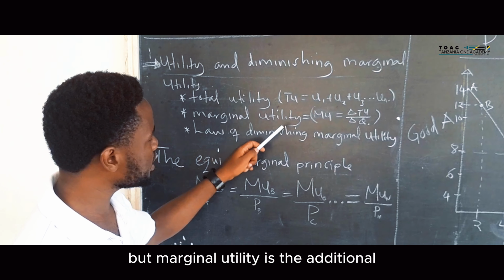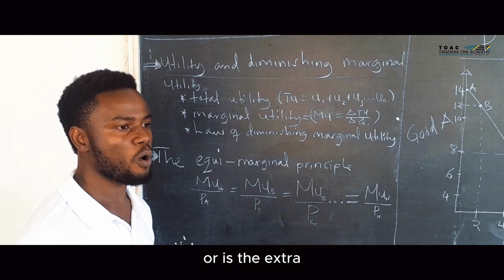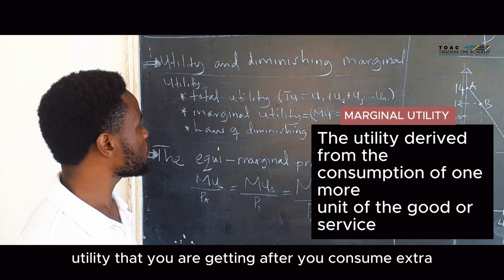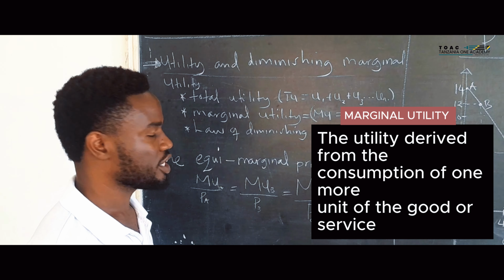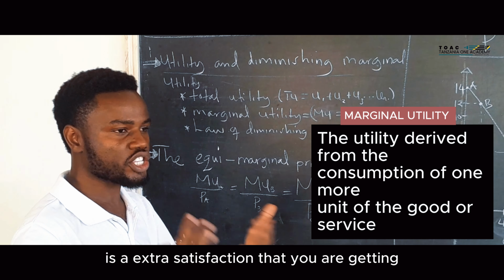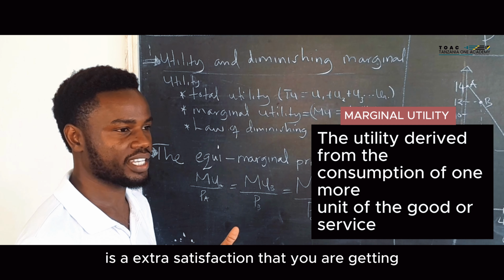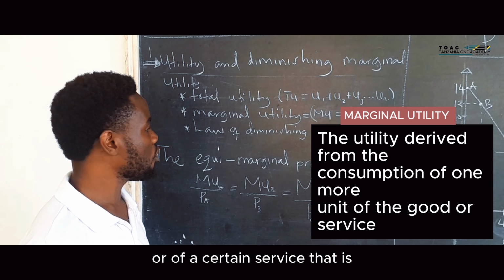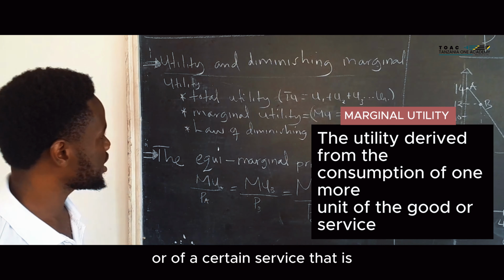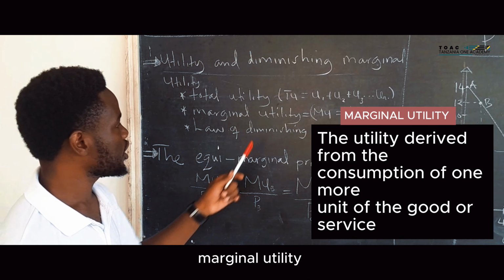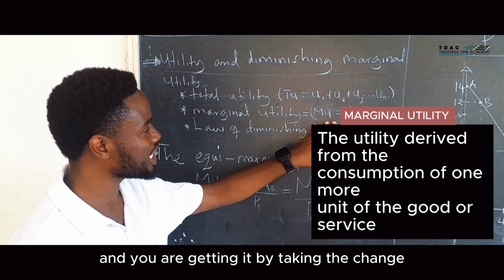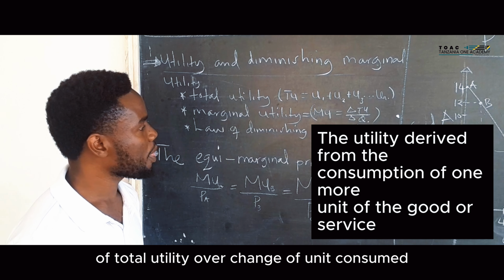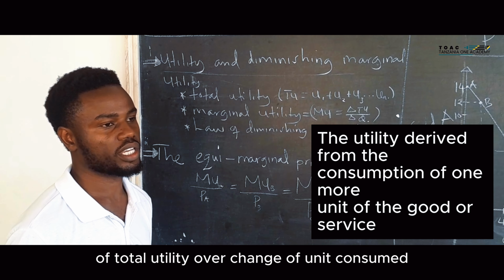But marginal utility is the additional or extra utility that you get after you consume an extra unit. It is the extra satisfaction that you get after an extra unit of a certain product or service. That is marginal utility, and we get it by taking the change of total utility over the change of units consumed.